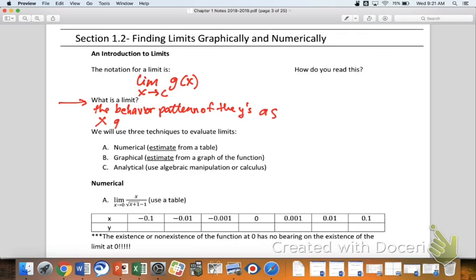as x gets closer and closer to some number. Usually we call it c. Could be whatever, some number. So the pattern behavior of the y's as x gets really, really close to c. So it's not when x is c, y is that. That's not what we're talking about. We're talking about as you get closer and closer and closer.